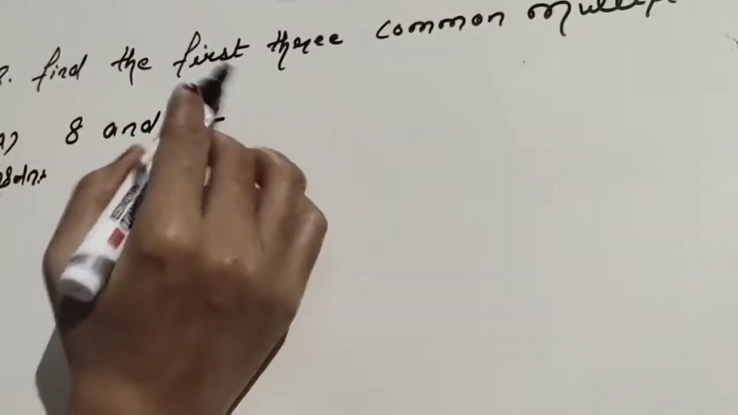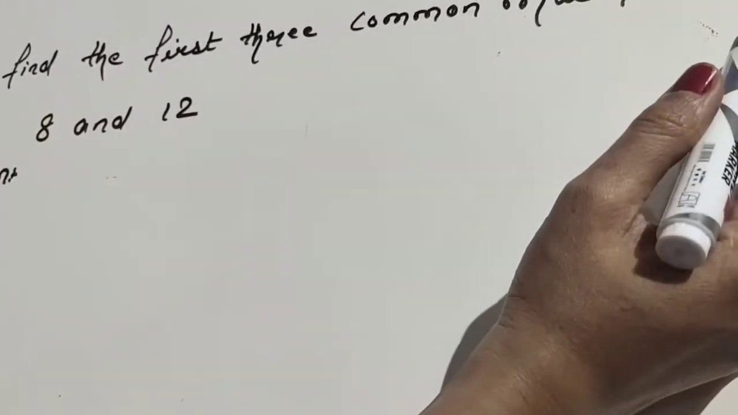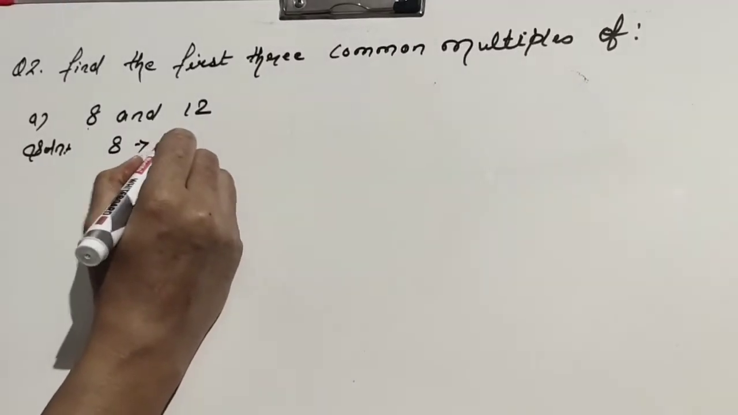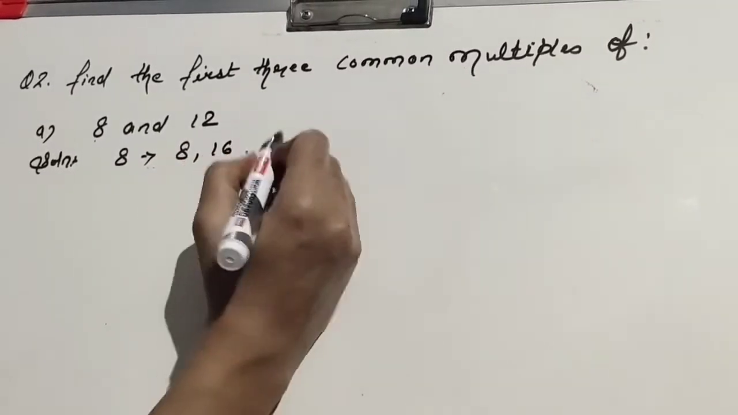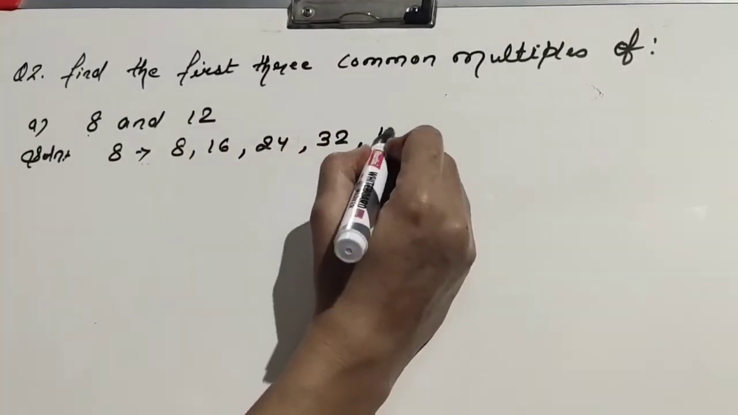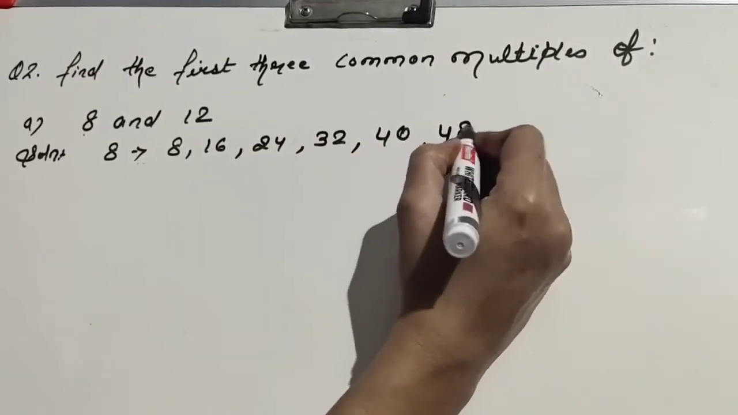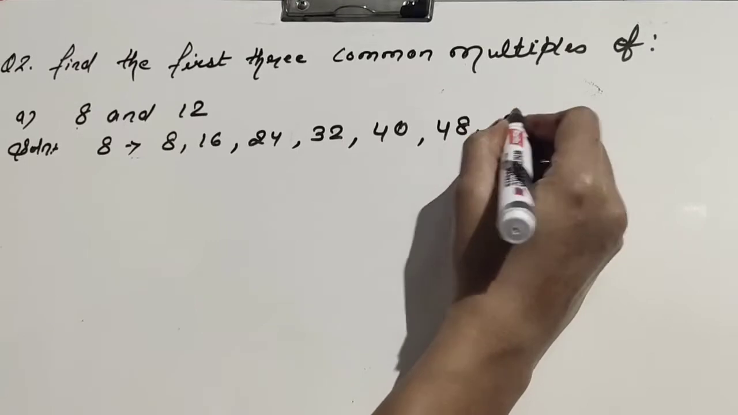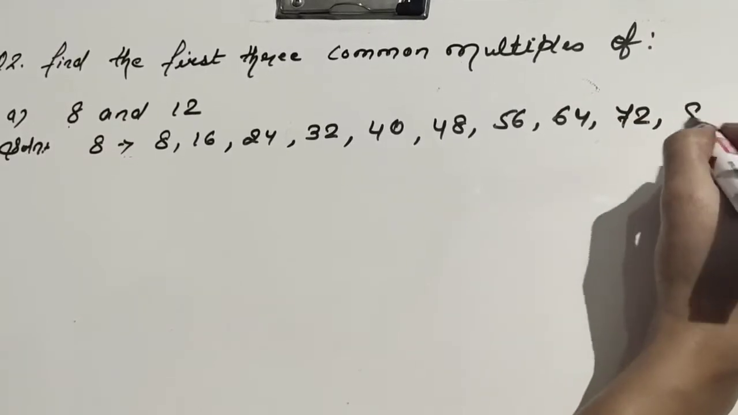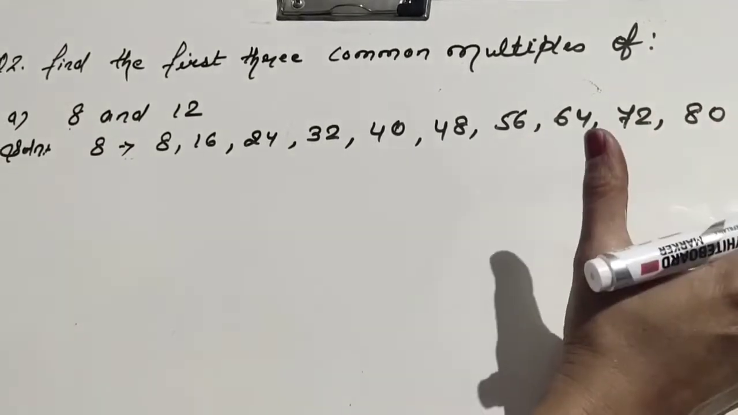Now, the next question, question number 2 is given. Find the first 3 common multiples of 8 and 12. You have to write the tables of 8 and 12, and in those tables find 3 common multiples. First, write down the table of 8. 8 1 is 8, 8 2 is 16, 8 3 is 24, 8 4 is 32, 8 5 is 40, 8 6 is 48, 8 7 is 56, 8 8 is 64, 8 9 is 72, 8 10 is 80.